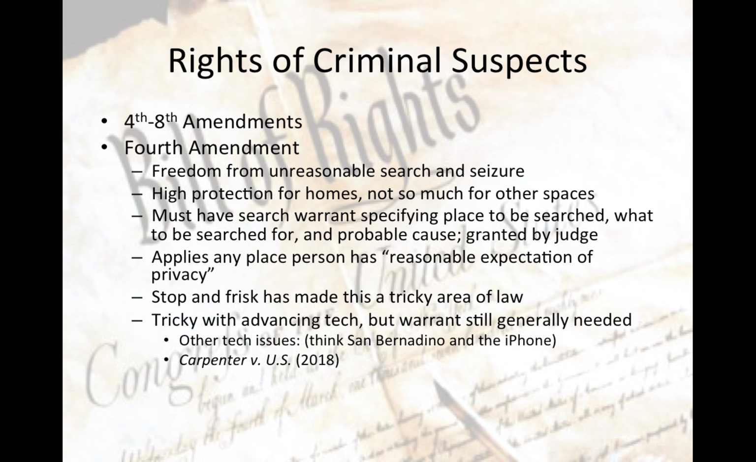Search warrants are granted by judges. So you have to present evidence to a judge and they sign off on the warrant that says, yes, you have enough evidence to proceed, or no, you're grasping at straws here. You really are just going to be harassing this citizen.